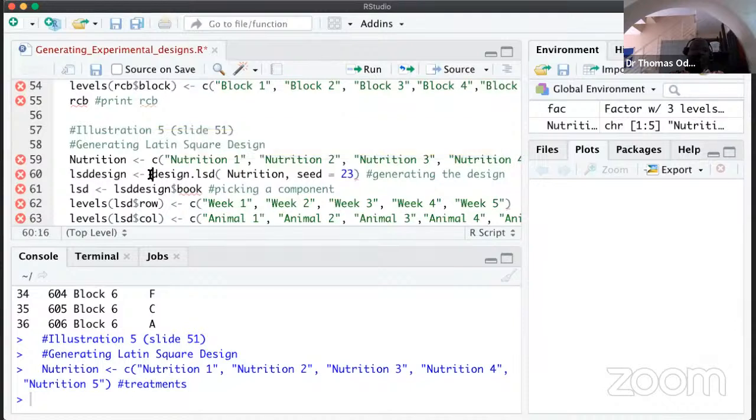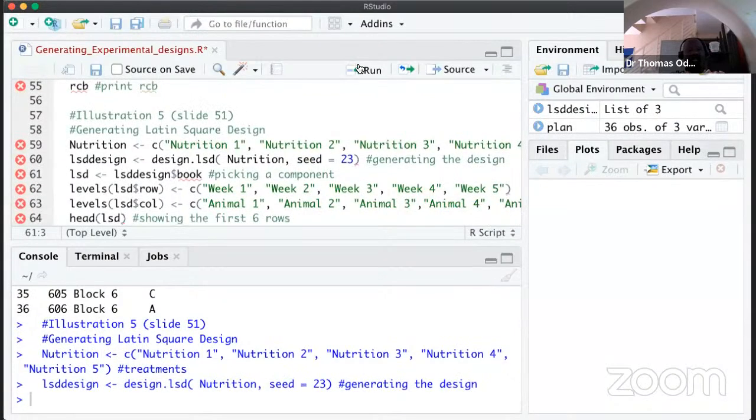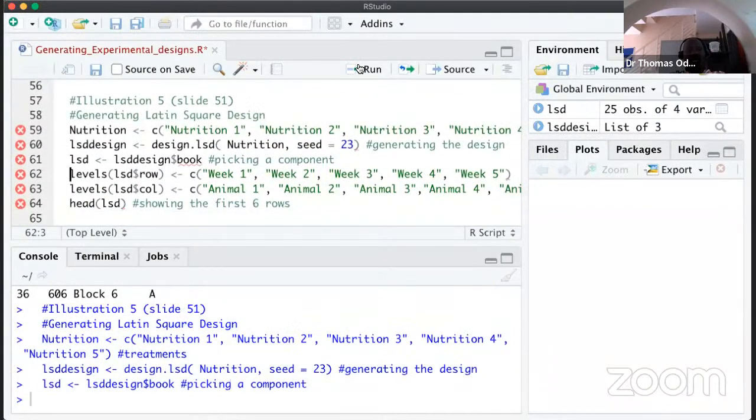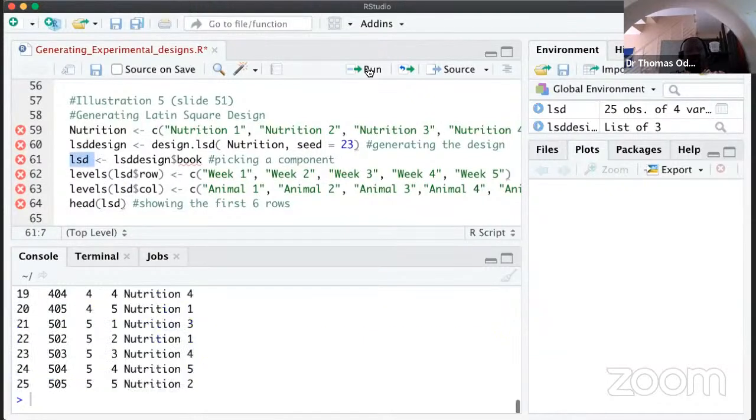So here we are still using the agricolae package, but a particular function, design.lsd. Here we have the nutrition, which we have created here, and then here we have the seed. The seed is important if we want to generate the same design. So we can go ahead and run that. We go for LSD. So here we can look at what we have designed already.